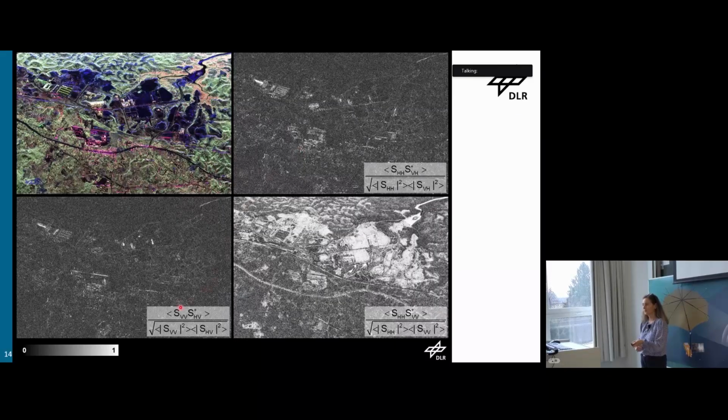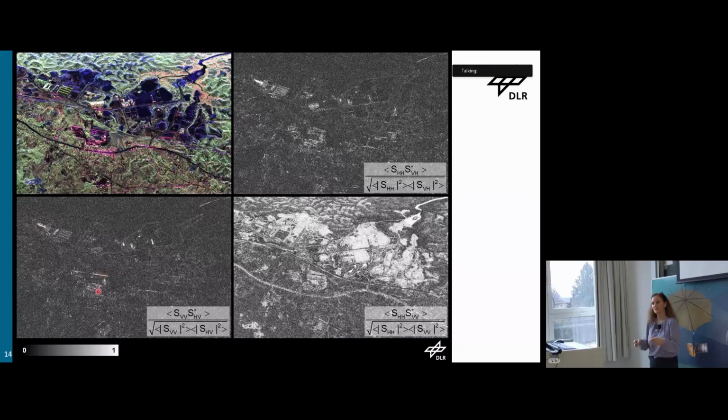These we call co-cross, and this is then the other one. VV, HV is also co-cross. You see you have some high coherent parts, but these are more man-made structures, right? I would consider this a man-made structure, not really the natural targets that you see here.